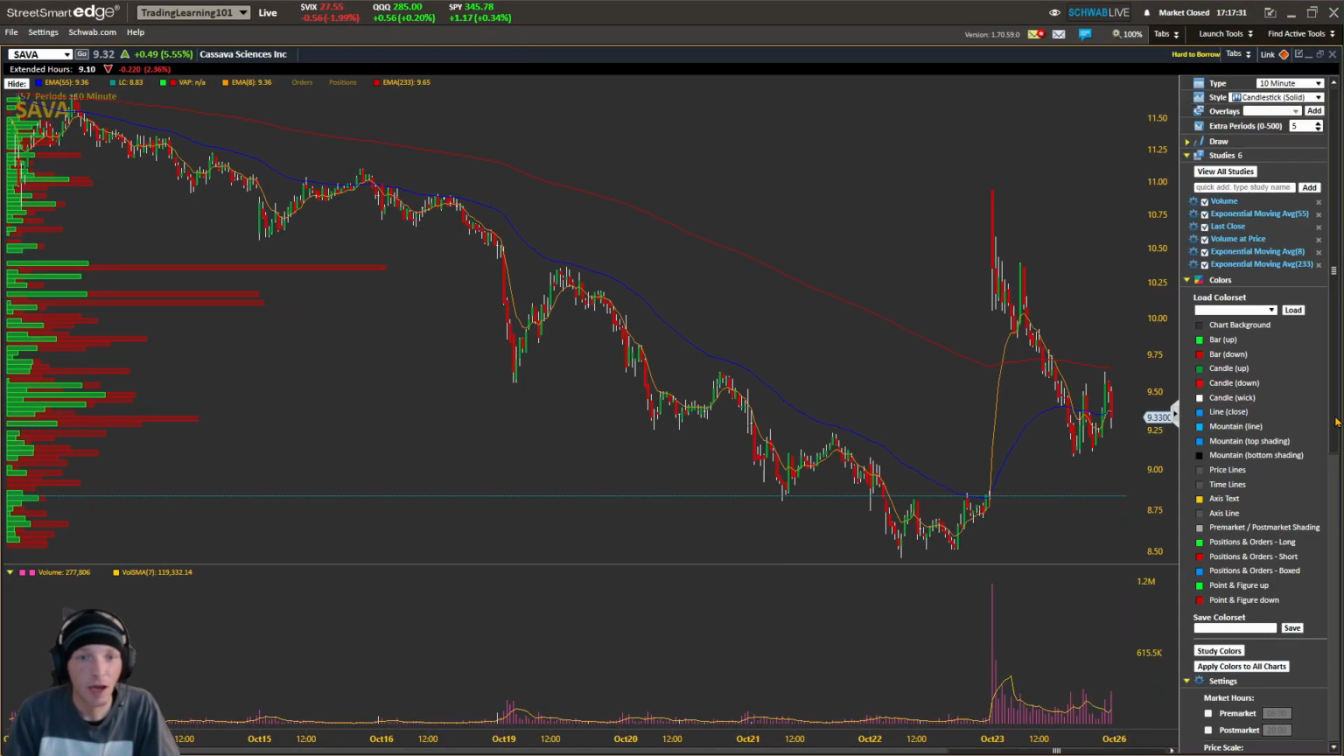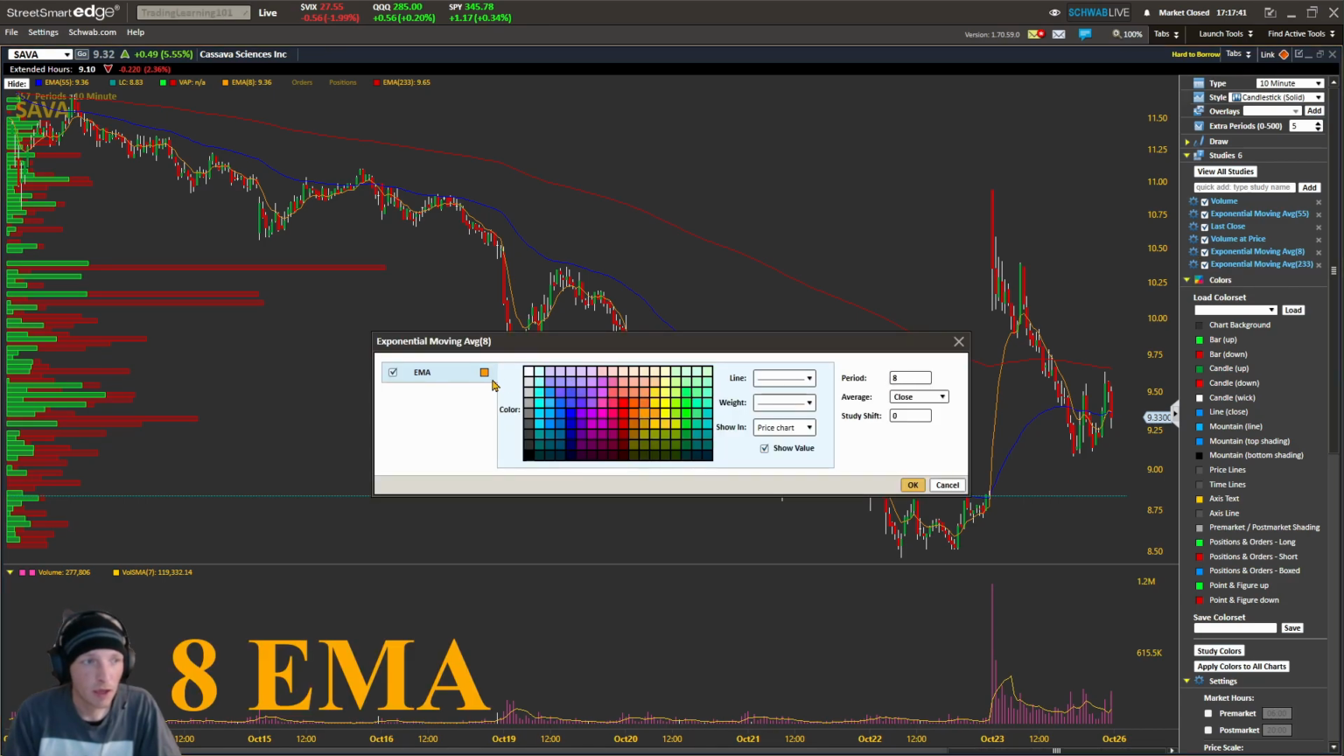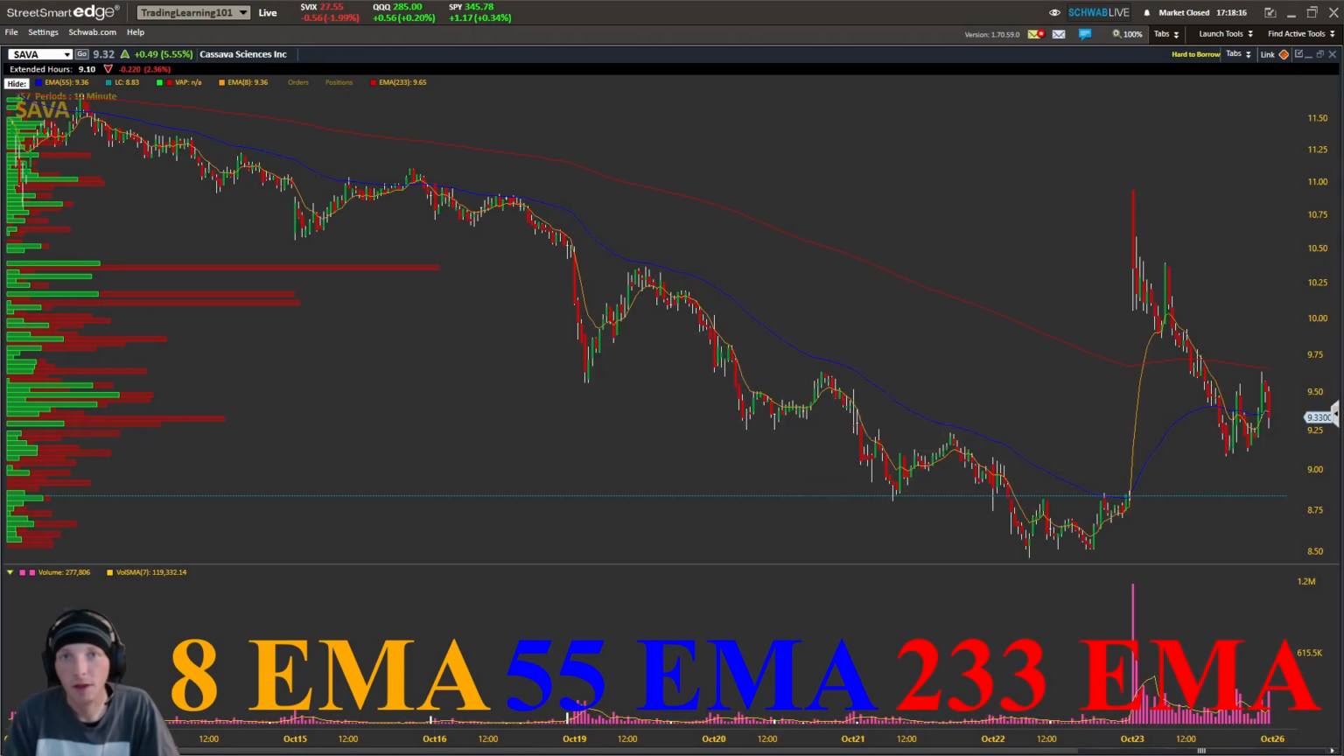Now, if we go into the settings, I can show you guys right here on the right side what I'm using. I'm using the 8 EMA, which is colored orange or yellow. I'm using the 55 EMA, which is colored blue, and I'm using the 233 EMA, which is colored red. And again, these are exponential moving averages, and the lower the number that you use, the faster that moving average is going to move. The bigger the number, the more lag is going to have on it.